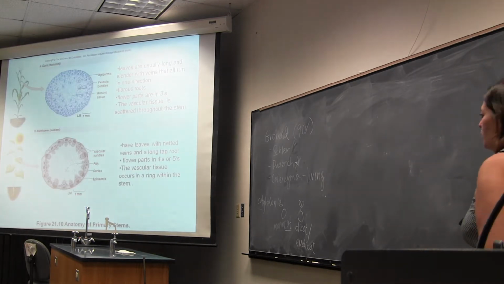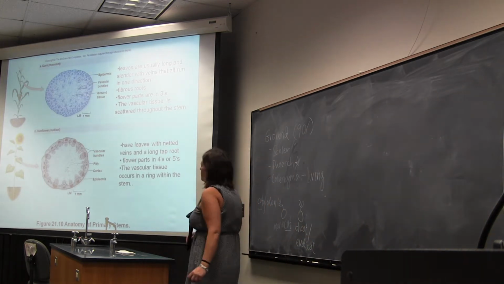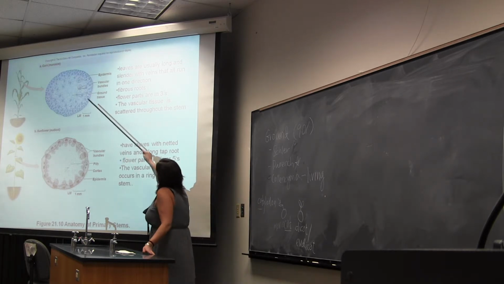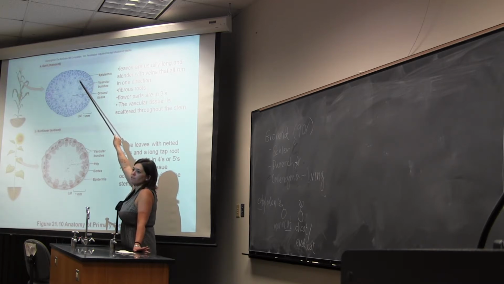And so here, if you look, we're comparing a monocot plant to a dicot. In the top, you can see corn, which is a type of monocot. And so you can see these little vascular bundles. So in these little bundles, you've got xylem and you've got phloem.